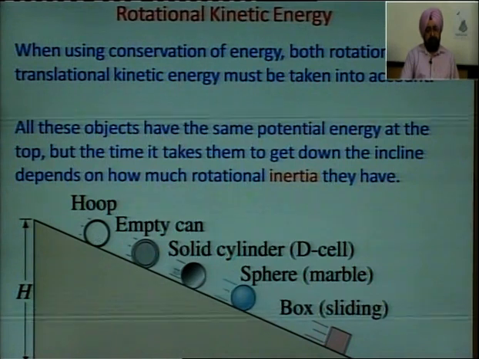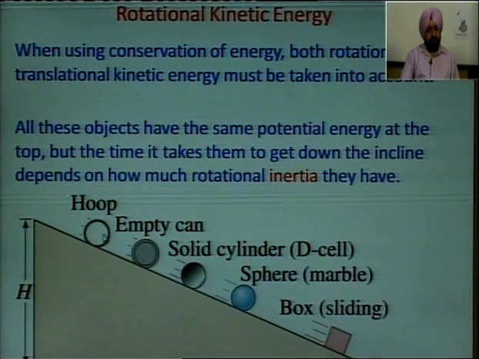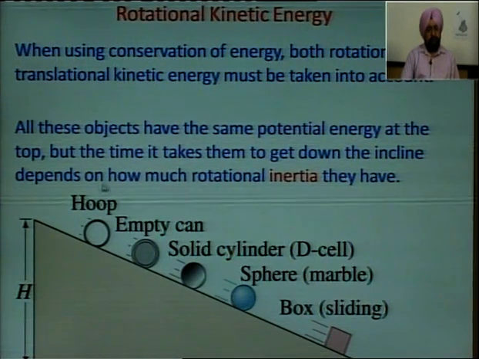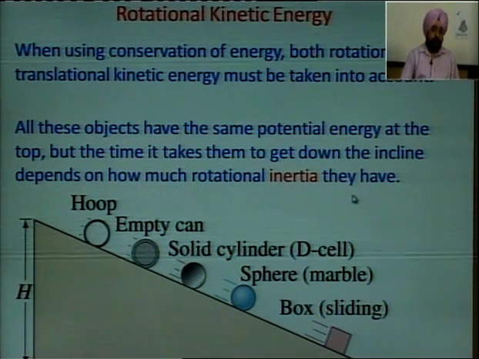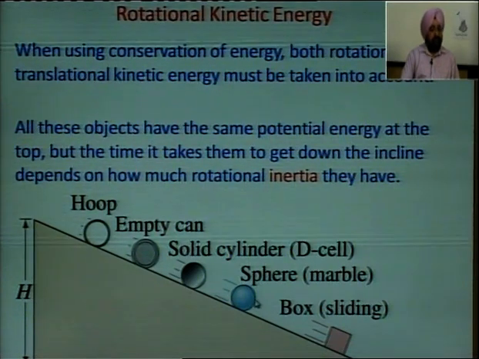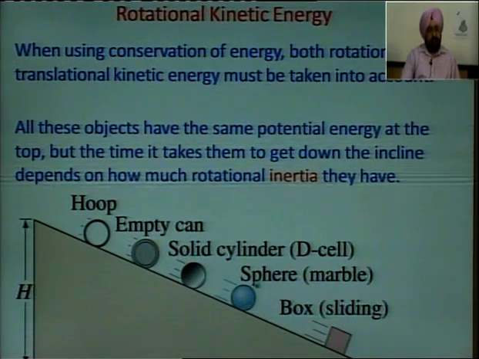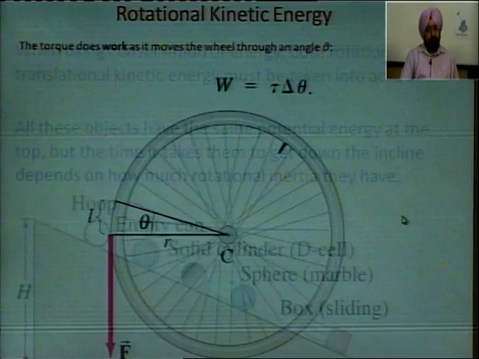Now, if you make these things move over this inclined plane, all these objects have same potential energy, same height, same mass, but the time it takes for them to get down the incline depends on how much moment of inertia they have. जिन्ना ज़्यादा moment of inertia होएगा उन्ना हौली आएगा, जिन्ना moment of inertia घट होएगा उन्ना ज़्यादा जल्दी आएगा. So, here the moment of inertia 2 by 5 MR square है, so it will come down first.